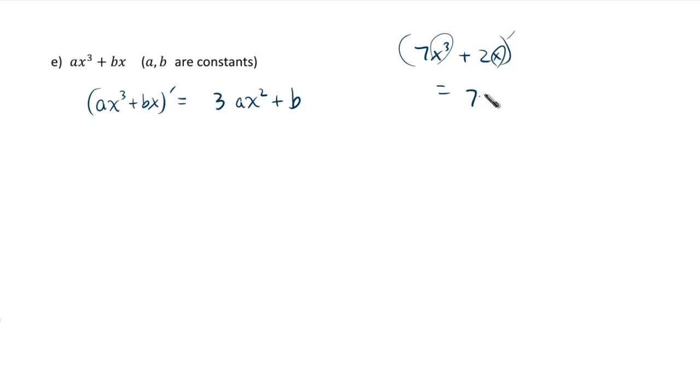So 3 comes down, and x differentiates to 1. It's exactly the same concept, right? So 3 is here, a is like the 7, and b is like the 2. So it's the same thing.